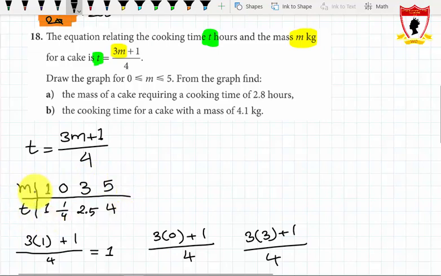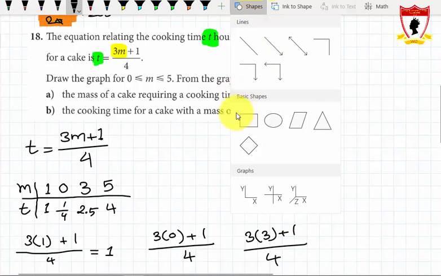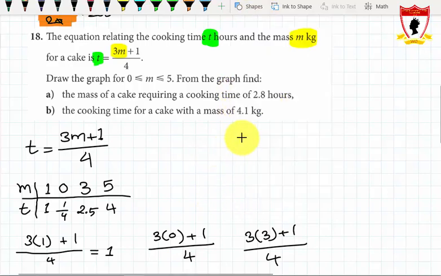Now if we look at the table, we see the highest value of m is 5 and the highest value of t is 4. So a 5 by 5 xy axis will be enough. 1, 2, 3, 4, 5.